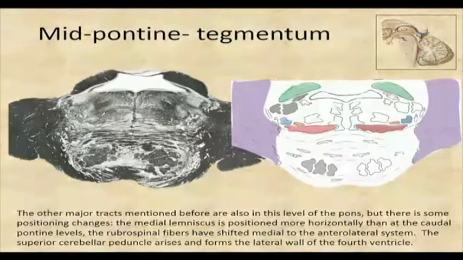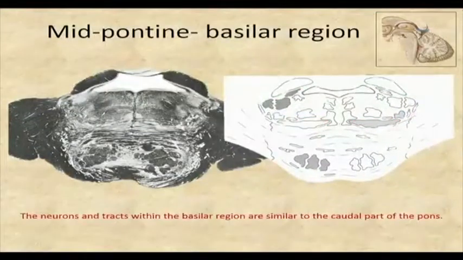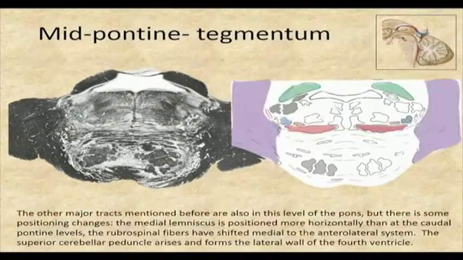So it was starting to turn in the caudal aspect of the pons, and here at the mid pons, it's completely horizontal. Okay, and then we also have the anterior lateral system here. I don't have them labeled or highlighted on that one. Well, we have all the major systems.